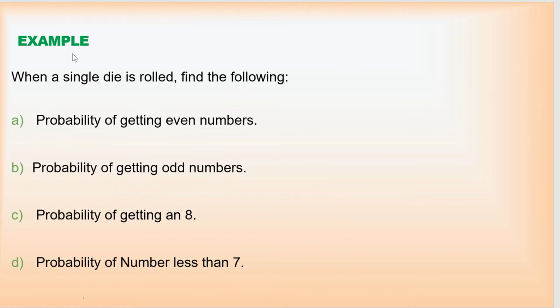Now here is the second example on classical probability. When a single die is rolled, find the following probabilities. So when you roll a single die, the sample space is S equal to, you may get a 1 or a 2 or a 3 or a 4 or a 5 or a 6. That is the sample space.